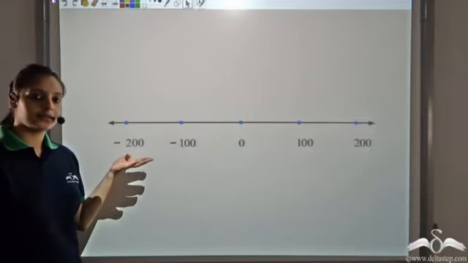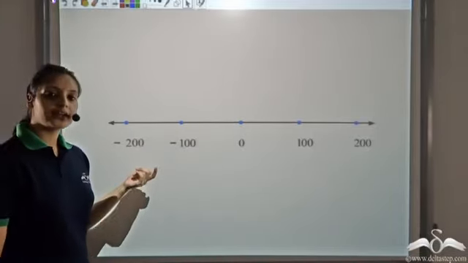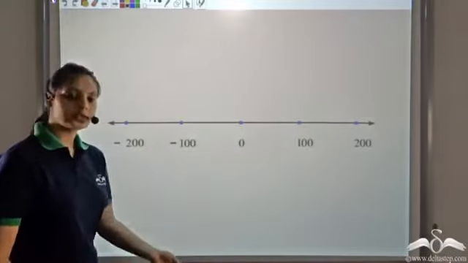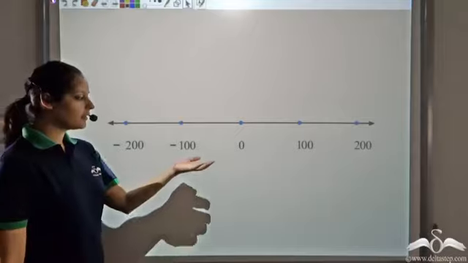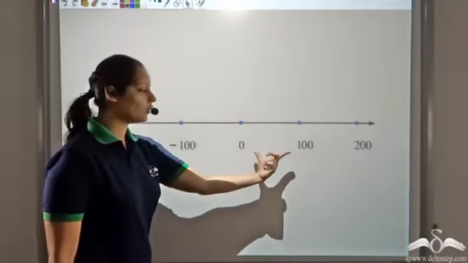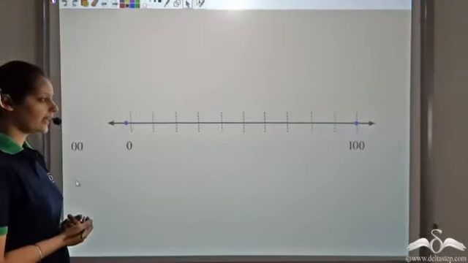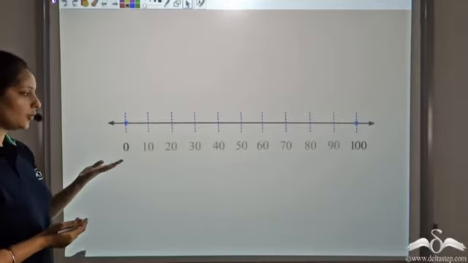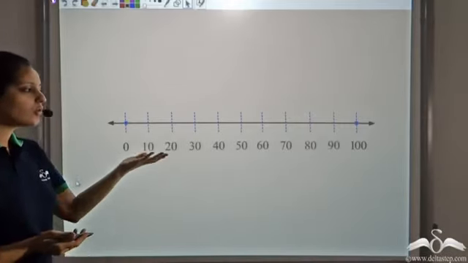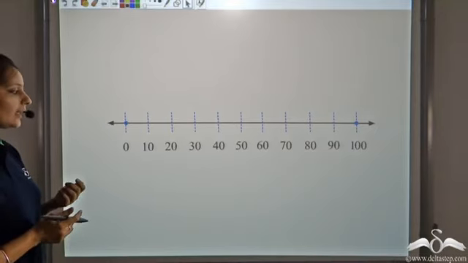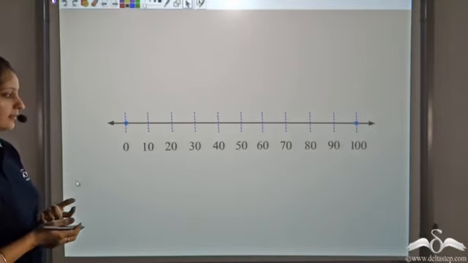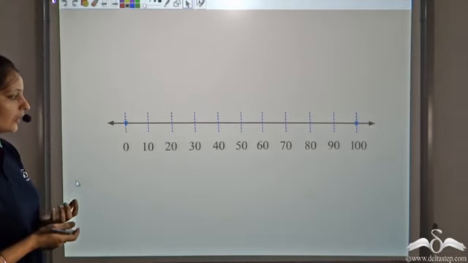We have a number line here. So can you find a number between 0 and 100? Well, of course we can. If I divide this 100 into 10 equal parts, I get tens, which is 10, 20, 30, 40, and so on till 90. Now, can you find a number between any two consecutive tens? Let's say between 40 and 50.